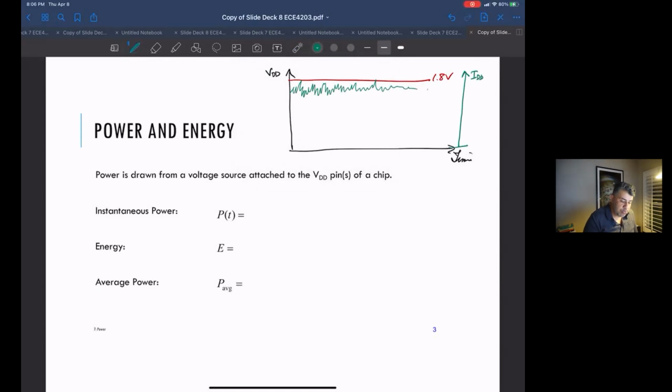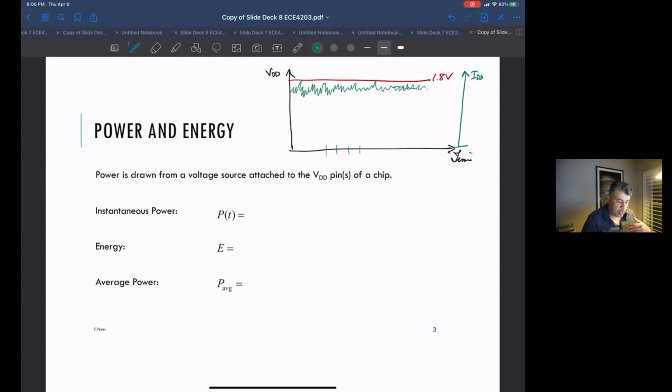So at any point along here, there's a different set of circuits that are turning on, turning off, etc. So the current going through the supply is constantly fluctuating.